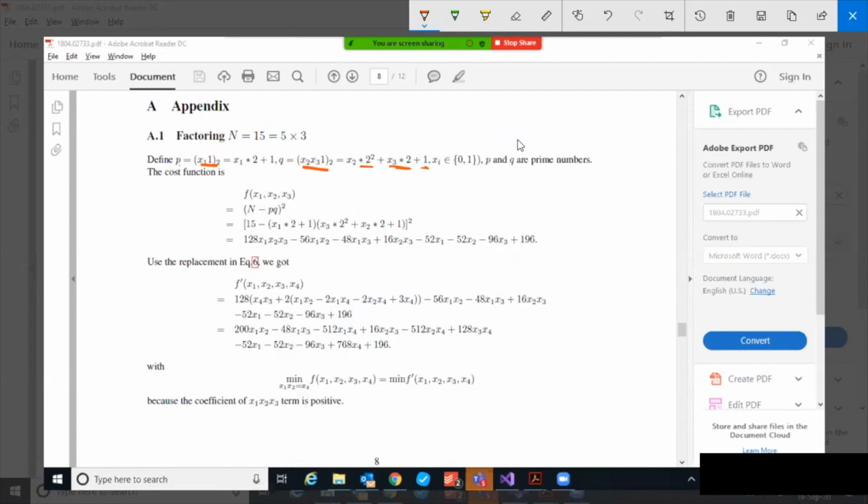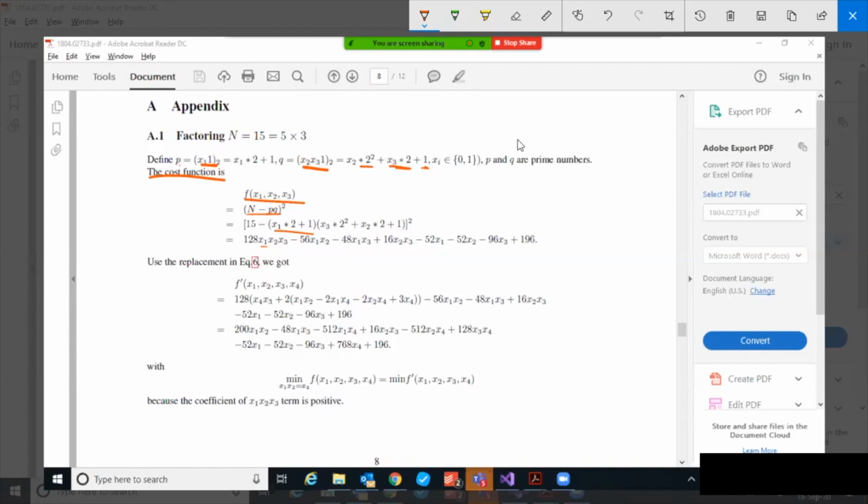Now we have a cost function, which is f of x1, x2, and x3. We have three variables, and our function is n minus pq square. When we put the values here, you get a function. We are substituting p as x1 plus 1, we are substituting q, and then we take a square of it, and you come up with a polynomial in three variables for this problem.